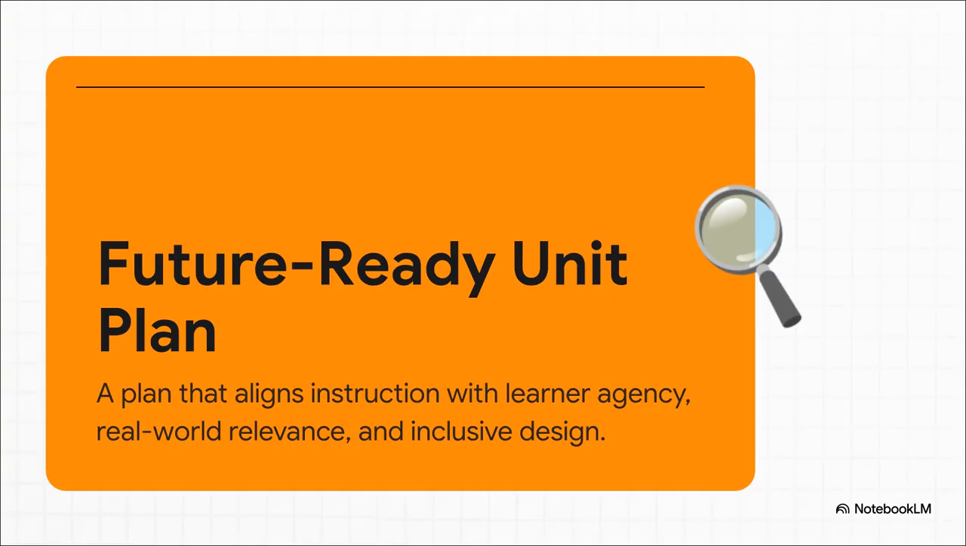So what do we even mean by future-ready? Well, it's not just a buzzword. It's a plan built on 3 big ideas. 1. Giving students more agency, more say in their learning. 2. Connecting it to the real world. And 3. Using inclusive design so that every single student has a chance to shine. The real trick here is baking these ideas in from the very start.